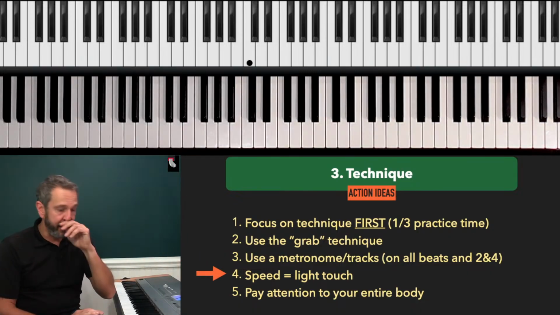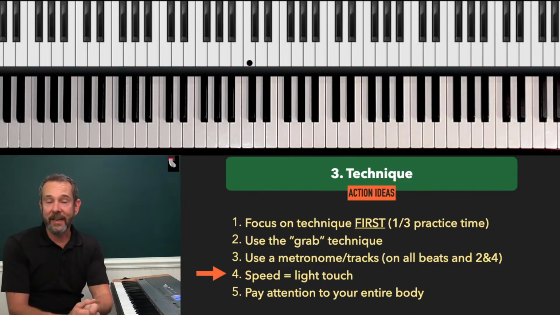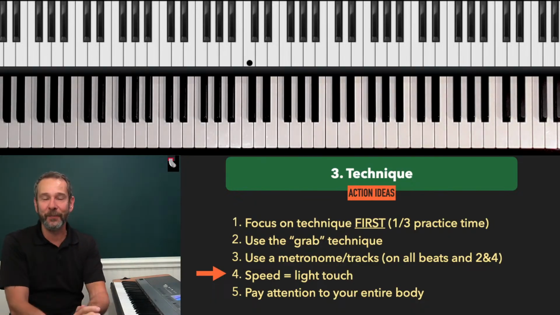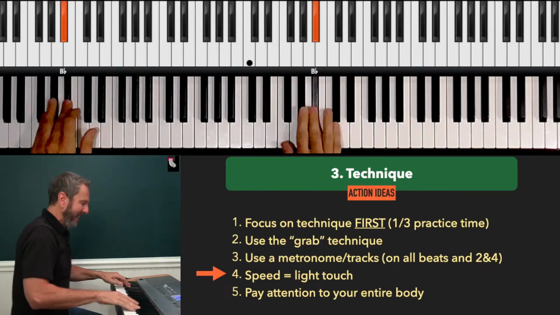This one right here, oh man, speed equals light touch. I wish that I learned that one, probably 10 years, 15 years before I ended up learning it. But if you want to play fast, you need to play light, okay? It's that simple.